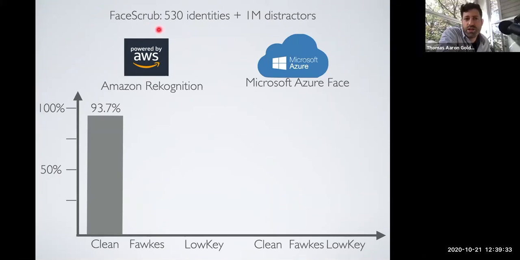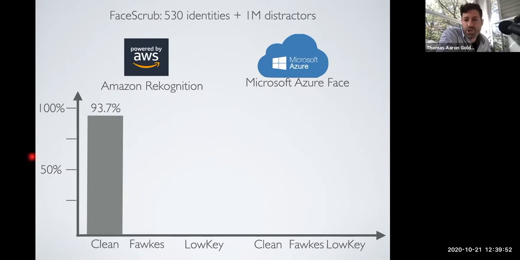Okay, so this is an example where we took those trained systems, and then we tried to see whether or not we can recognize identities from the FaceScrub data set, which contains a very large number of distractors. There are only 530 labeled identities, but there are also many, many distractors. There are about 1 million distractor images that represent other identities that you have to discern between. So this is a fairly large scale test.